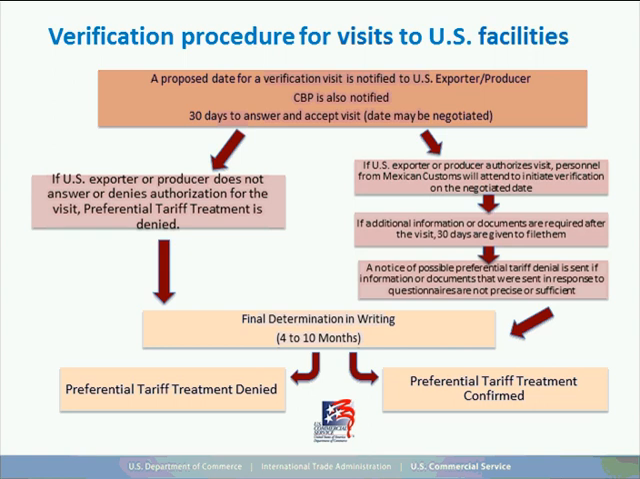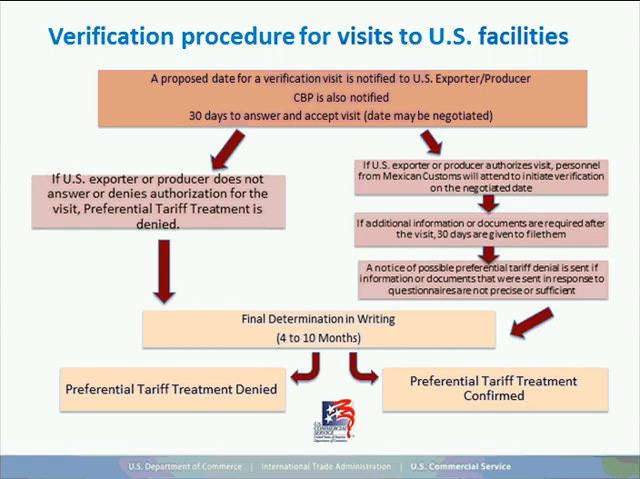Because if the U.S. exporter or producer, as you see on the left side of our slide, does not answer or denies authorization for the visit, automatically NAFTA determines that the preferential tariff treatment can be denied, and a final determination in writing is made.